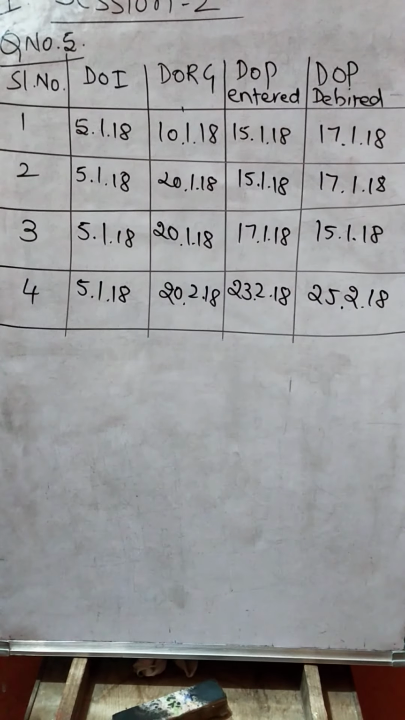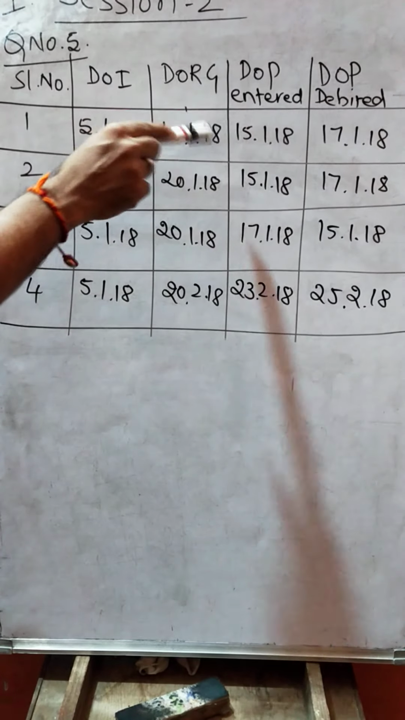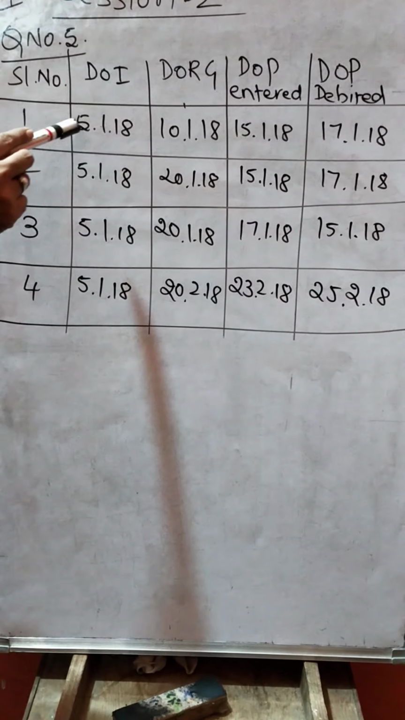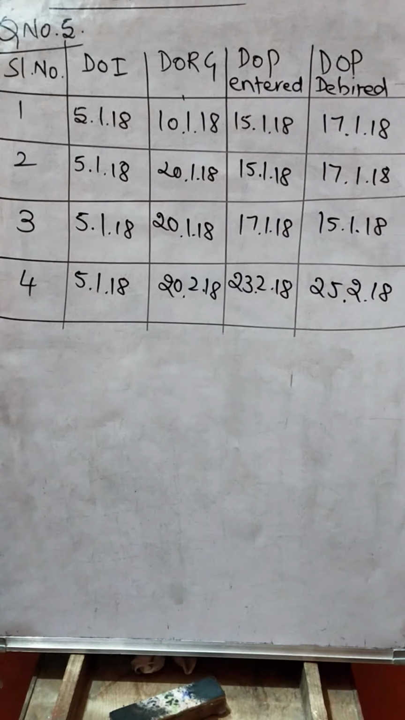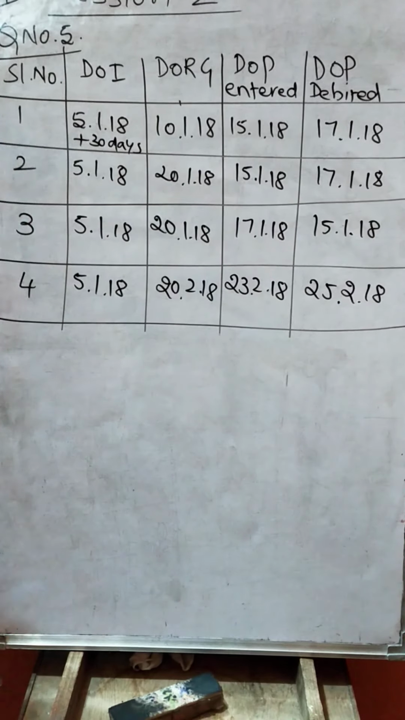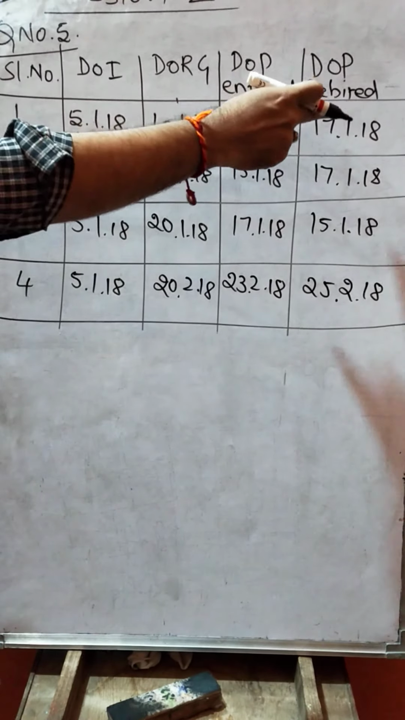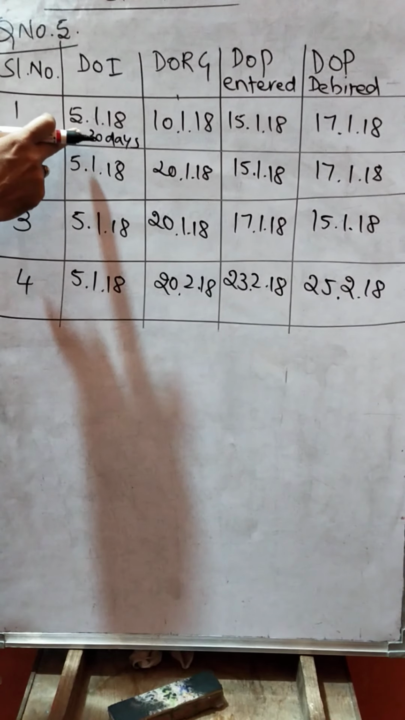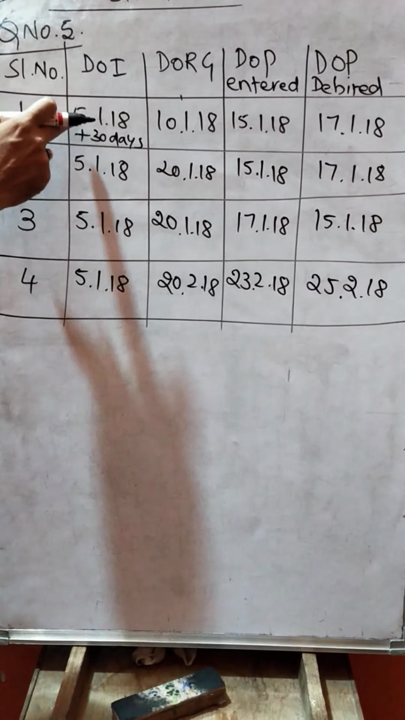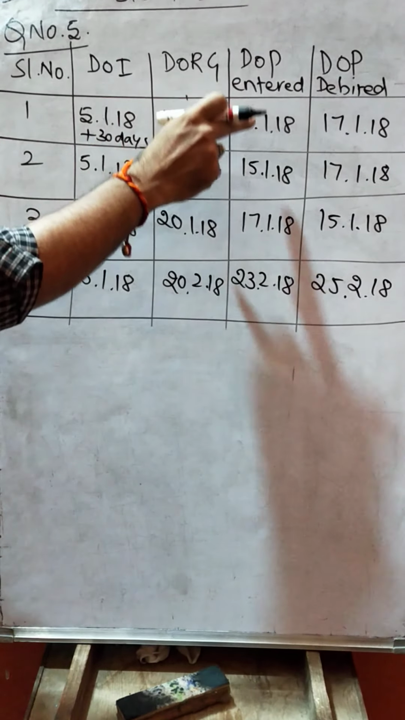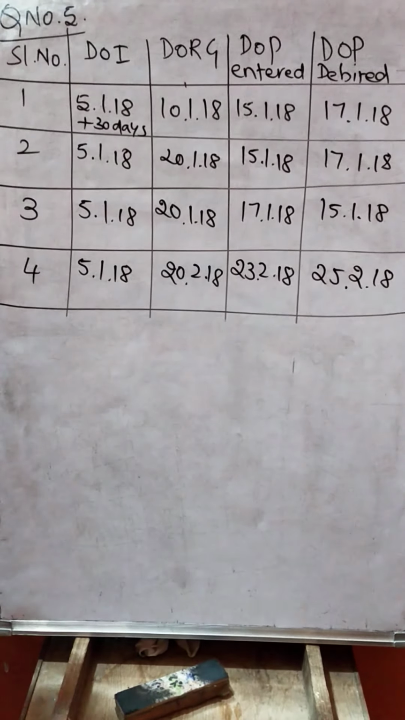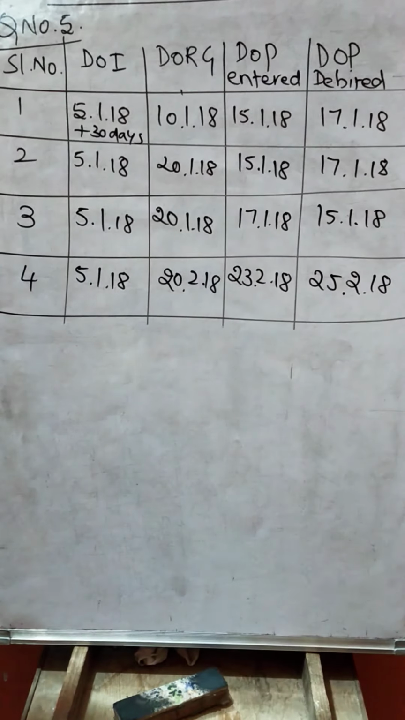Look at the first condition. What is the first condition? Date of receipt of goods: 10th January 2018, 15th January 2018, 17th January 2018. We don't want this date of invoice as it is; from the date of invoice, you need to add 30 days. When you add 30 days, it will become 4th February. So among 10th January, 15th January, 17th January and 4th February, whichever is earlier, 10th January, that should be the time of supply.